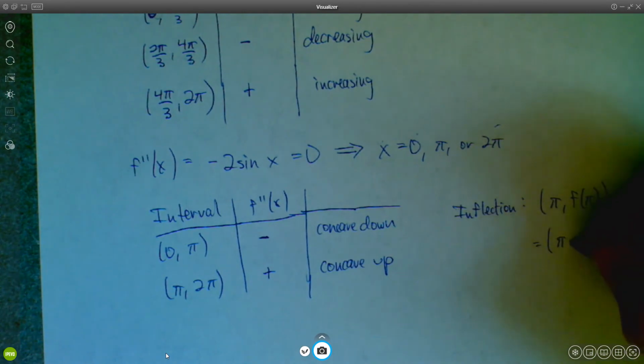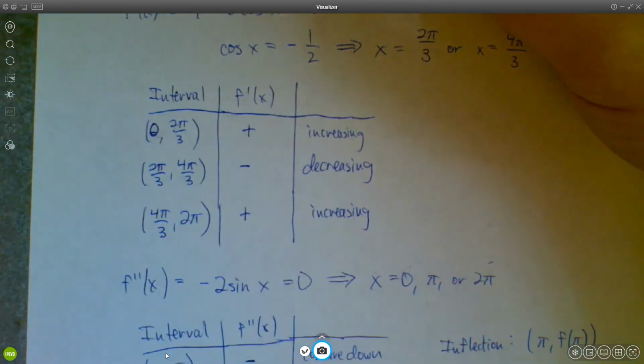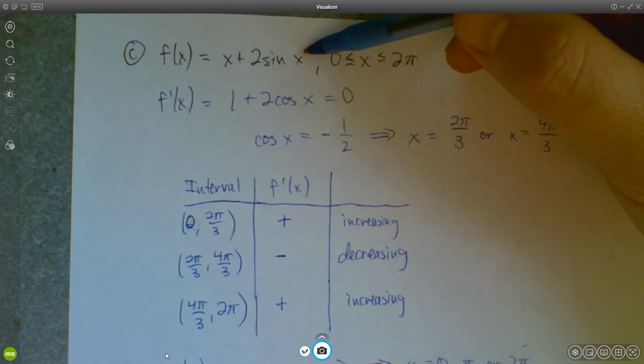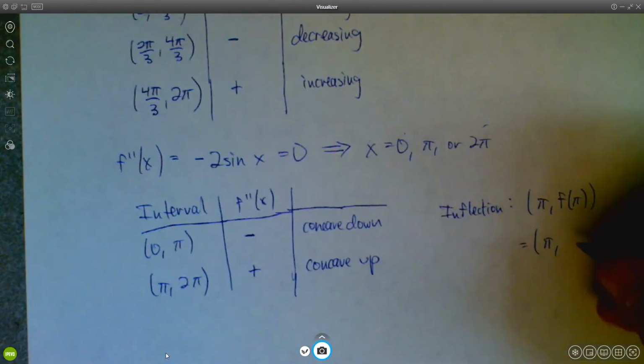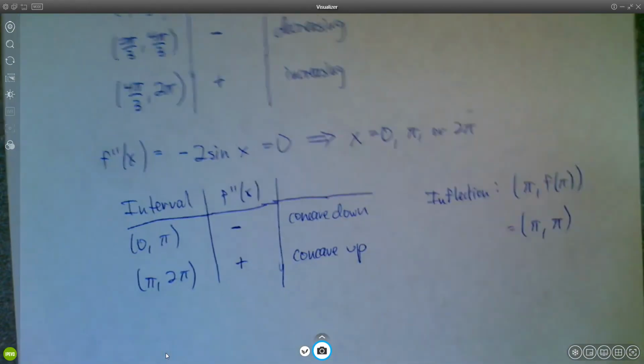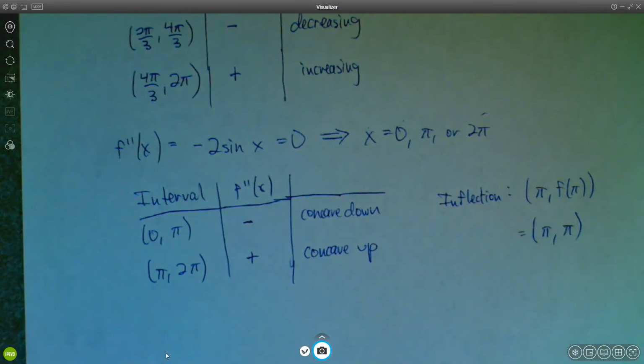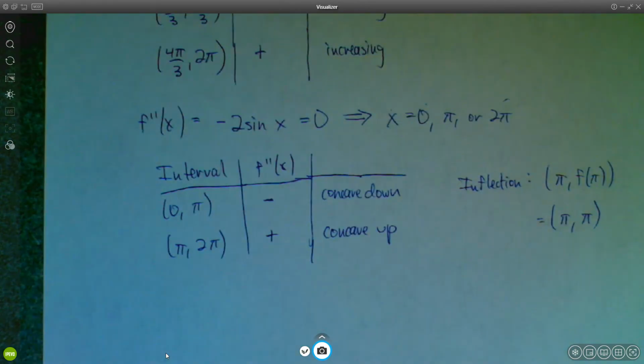So that's pi, f of pi. If I plug in pi here, sine of pi is 0. 2 times 0 is 0, and 0 plus pi would just be pi. So you've got an inflection point at (pi, pi), which is kind of interesting.